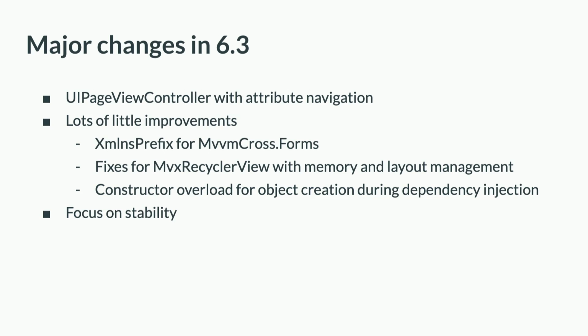Other things are small improvements for forms, memory management, and constructor overloading for dependency injection. So what it is basically about now is that we focus on stability. We want to just not break any code. We want to make sure that you can keep using the code that you already have, update to the next version, and just get the new goodies without needing to do a lot of changes. In the past, going from 4 to 5, we did a lot of namespace breaking changes. It's a bit of a trouble to get that updated, and we're trying to avoid that now.